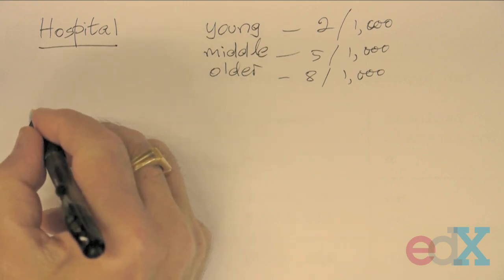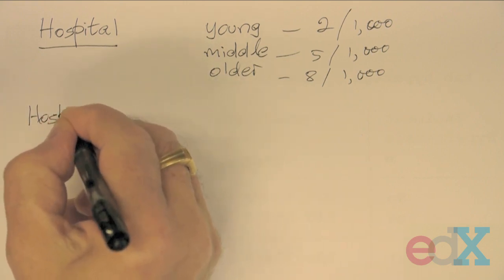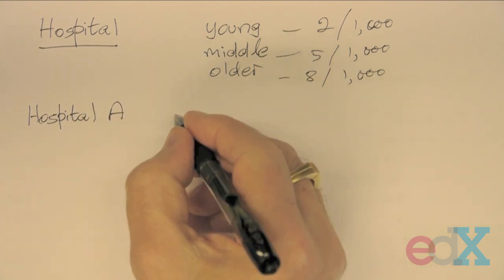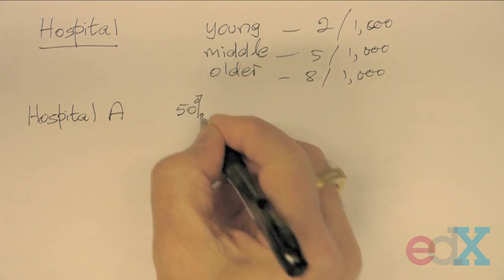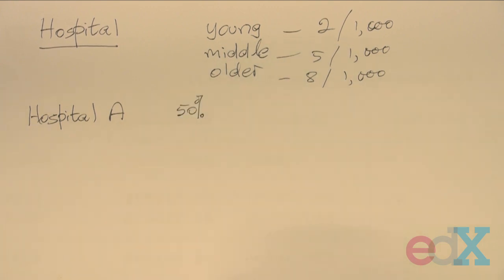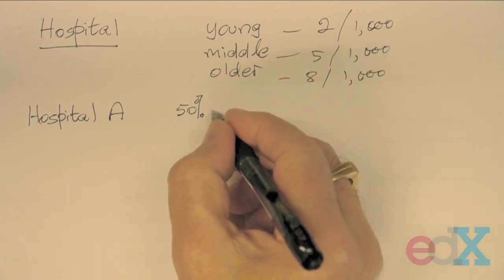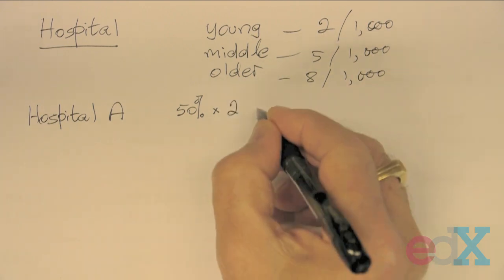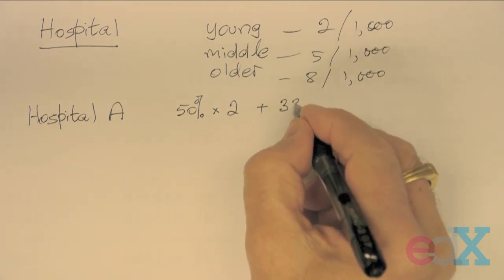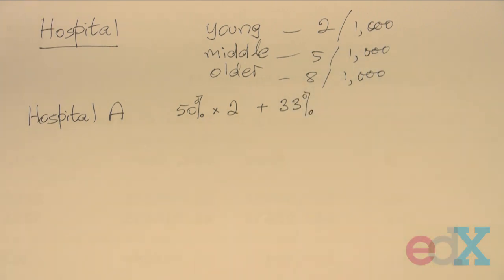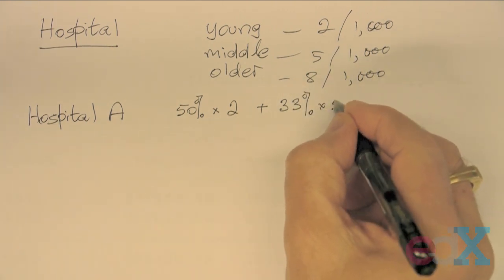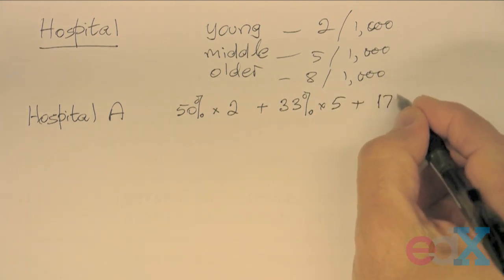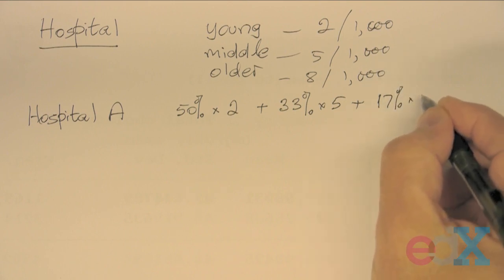Okay? Now, going back to our formula for our hospital. Suppose we've got a hospital, call it Hospital A, and let's say 50% of the folks coming into Hospital A are young folks. So what is their mortality? It would be 50% times 2. And let's say in the middle group there were 33%, and so the mortality would be 5. And the last group, it has to add up to 1, so this would be 17%, and that's at the 8.